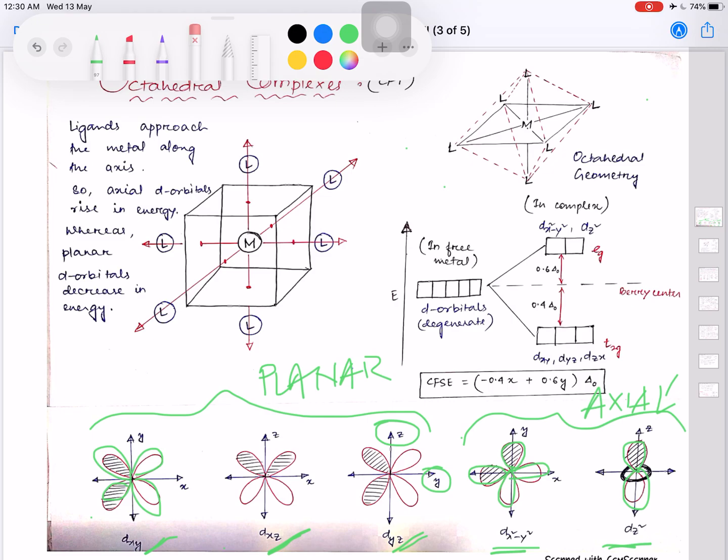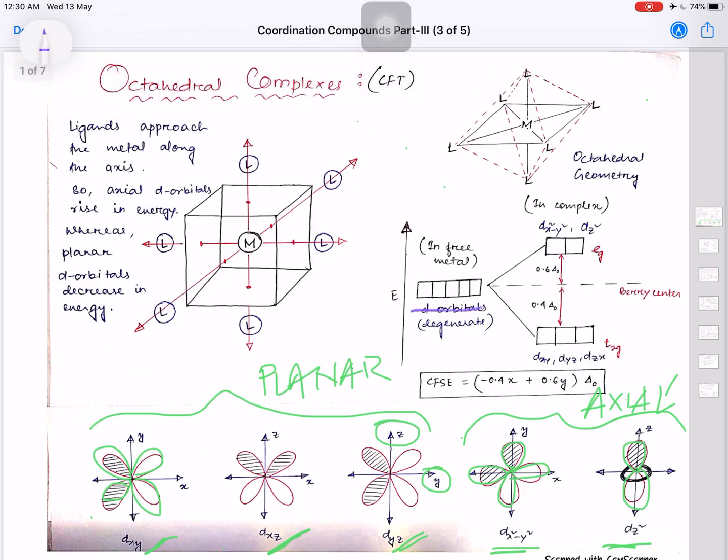Now we have these 5 d orbitals, and they are degenerate. Degenerate means equal in energy, which means all these 5 d orbitals have the same amount of energy. Now what happens in an octahedral complex, or any complex, where ligands combine with the metal to form complexes? In a complex, these 5 d orbitals split up, and after splitting we get a high energy level called eg and a low energy level called t2g.